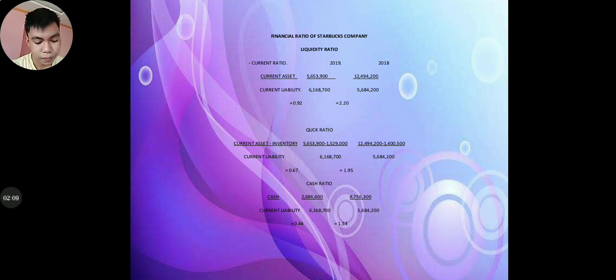Cash ratio is a liquidity measure that shows a company's ability to cover its short-term obligations. So cash ratio is cash over current liability. In 2019, you have 2,686,600 over 6,168,700 is equals to 0.44. In 2018, they have 8,756,300 over 5,684,200 is equals to 1.54.